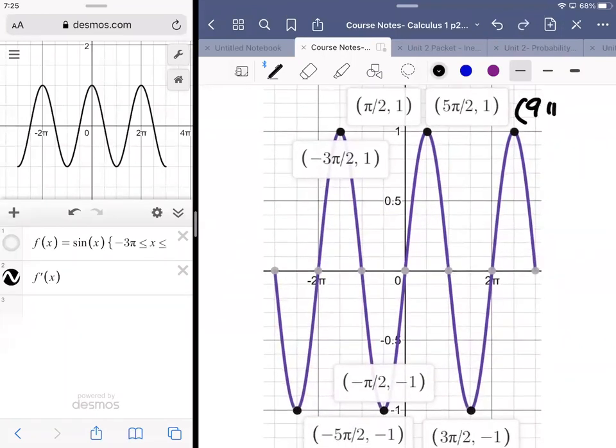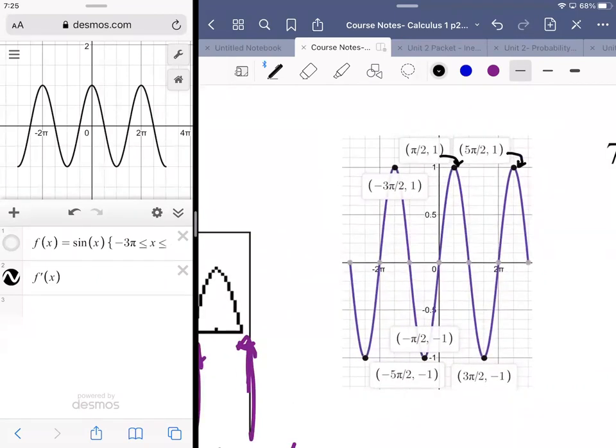Oh, wait, no, I didn't miss it. It's there. It's just this one is here. This one is here. I confused myself. Sorry about that. You were probably all right. I was the one that messed up.